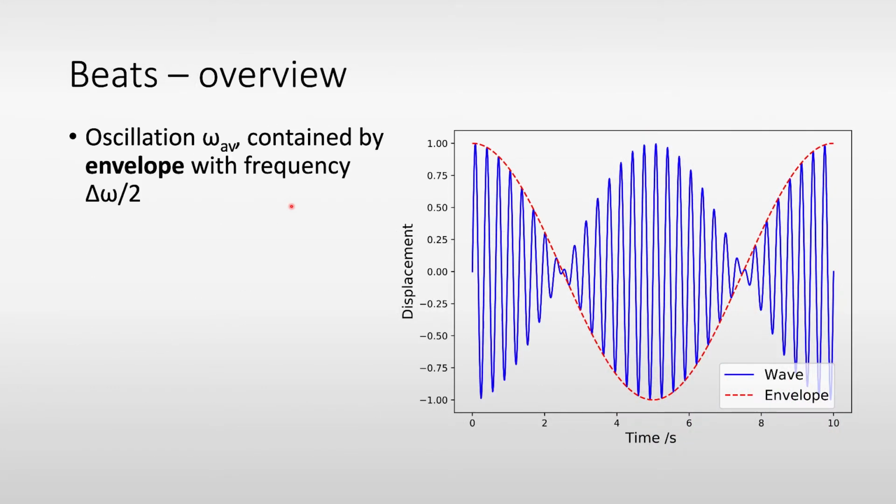We say that the oscillation, this omega average, so the high frequency waveform that we observe in this graph, is contained in an envelope with the frequency delta omega over 2. What that means is that this envelope here, the dotted red line, is containing and shaping the amplitude that we observe. We've seen this phenomenon before when we looked at damped oscillations.